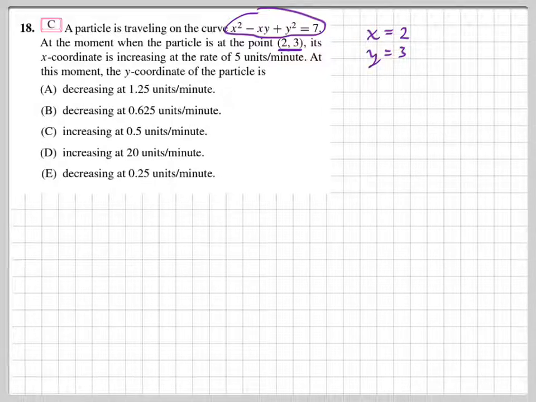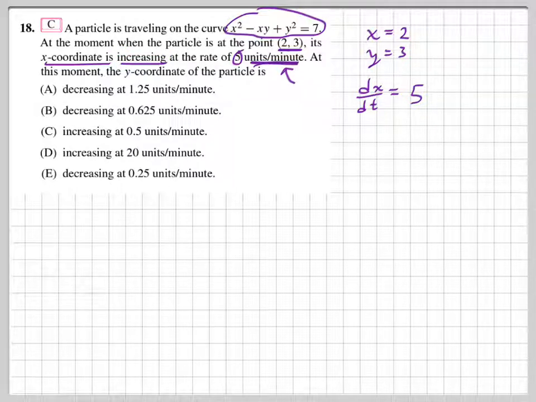Its x coordinate is increasing at 5. So that means dx over dt. We always go over dt when we're dealing with related rate problems. You can tell too because the units say units per minute, and minute is time, which means we would have to have a dt on the bottom. It is changing at 5 units per minute. I just want to make sure that 5 is positive, and yes it is because it says increasing.